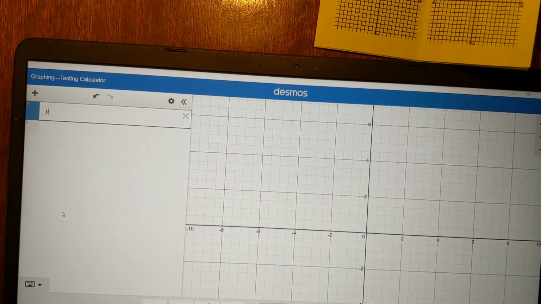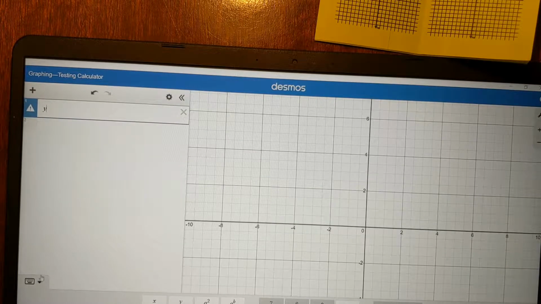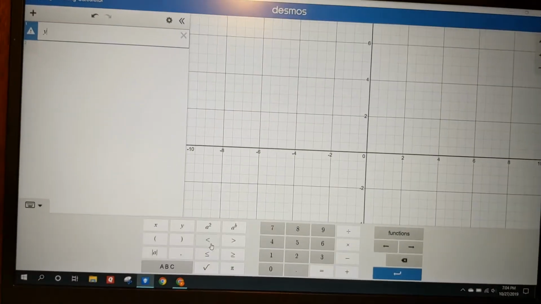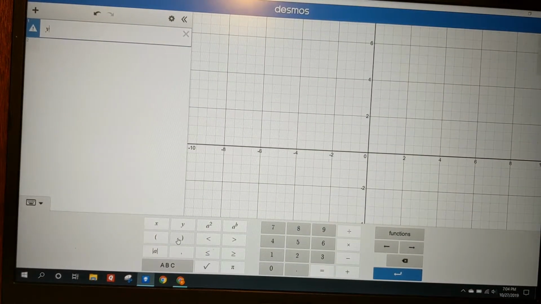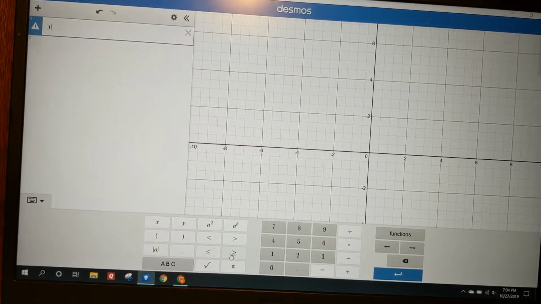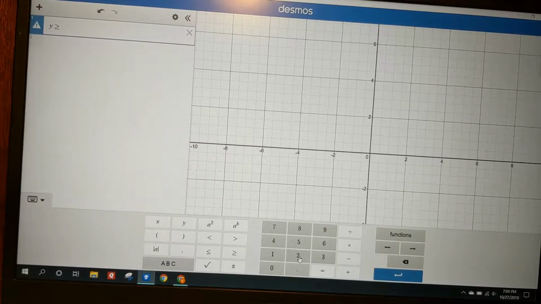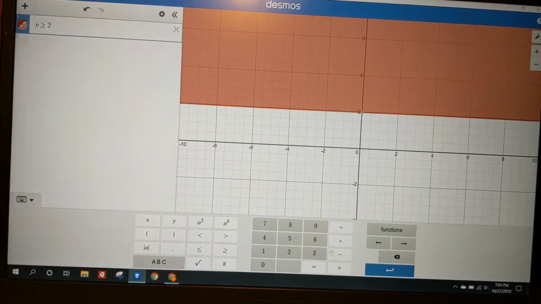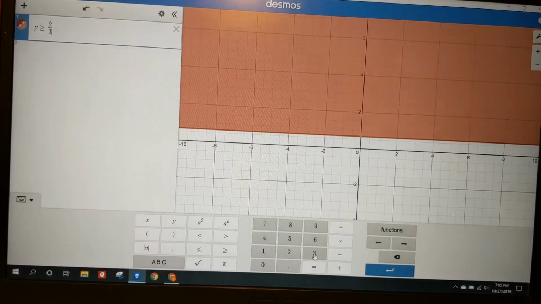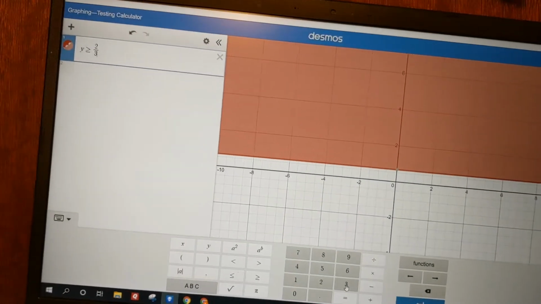So I'm going to bring Desmos over here, and we would graph y. And then remember that your special keys are in this area here. So we have y is greater than or equal to. And how you do fractions, you can just do division. So you could do 2 divided by 3.